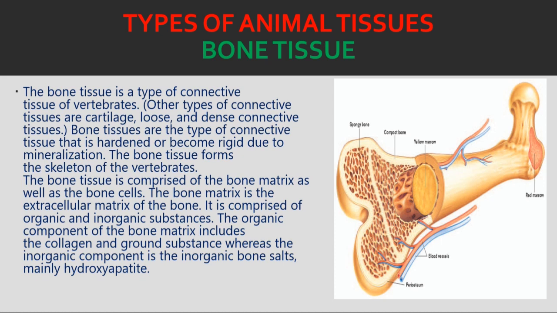Now, hope you have understood what bone tissue is, and it is the second type of animal tissue as well. This is the basic diagram of the bone tissue that we have presented in front of you in this slide. Hope you have understood the bone tissue. So let's move to the next slide.